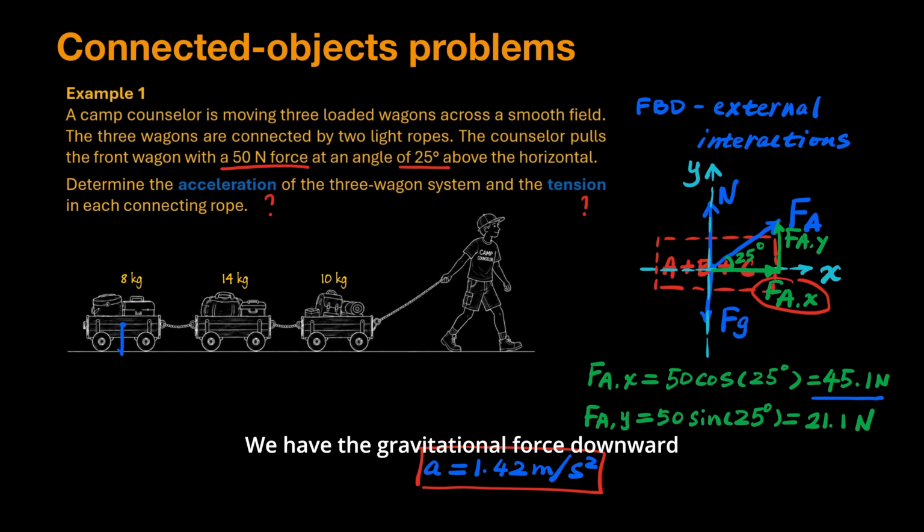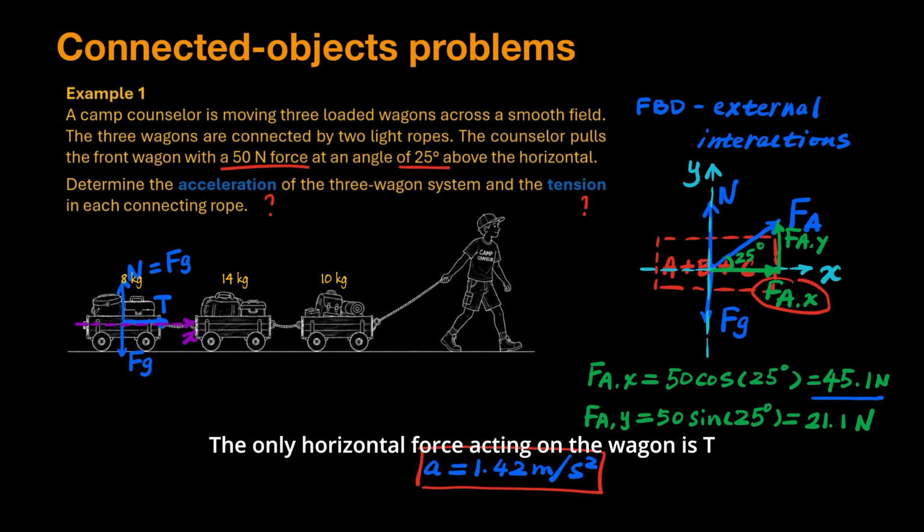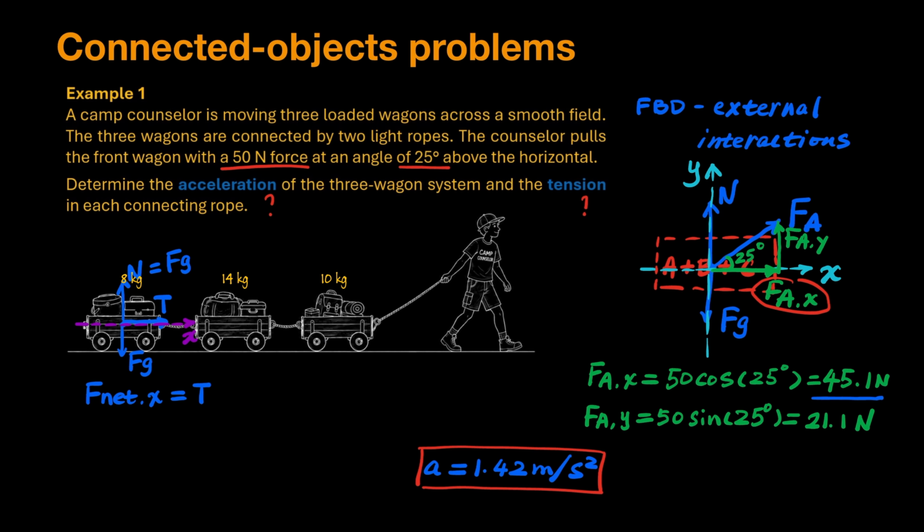We have the gravitational force downward, the normal force upward, and the tension pulling the wagon forward. In the vertical direction, there's no acceleration, so the normal force and gravity are balanced. That leaves only the horizontal direction. The only horizontal force acting on the wagon is T. So the net force in the horizontal direction equals T.